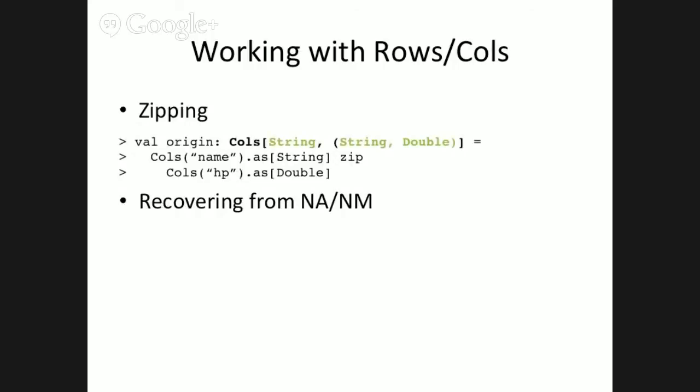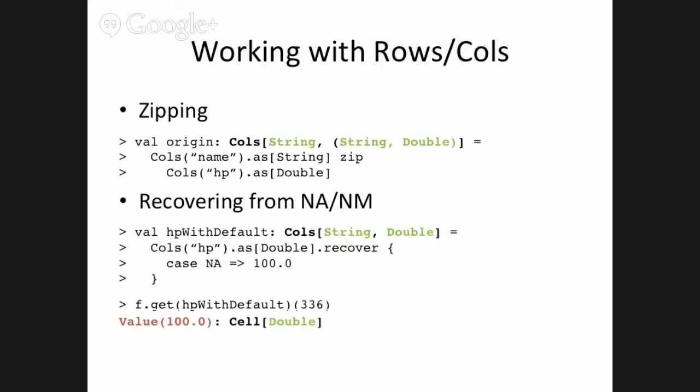Okay, so anyways, there are other operations too, there's more than this, but basically you can zip them. So instead of getting name and HP as a two-tuple, you can get both single values and put them together and get back a tuple. You can also recover from NAs and NMs. So if you load a CSV and you want to fill in all your values with the mode or mean or whatever else you want to do, there is a lovely recover function. In this case, we're saying if the horsepower is ever NA, just replace it with 100. And then when we go to get the value that was missing before for the Mustang Cobra, it'll recover with the default value of 100 instead.